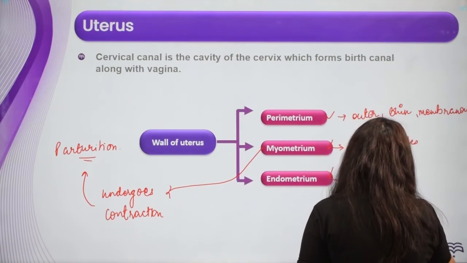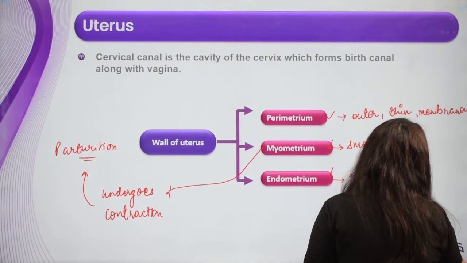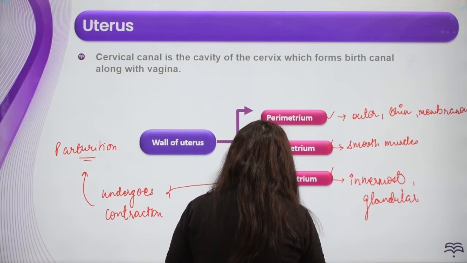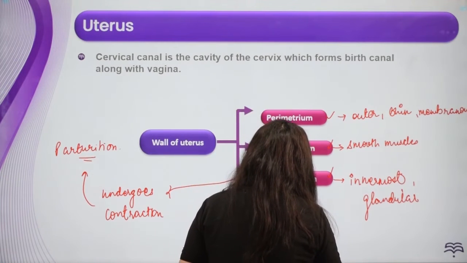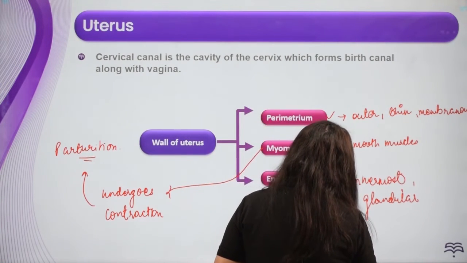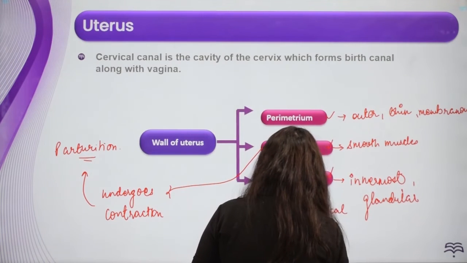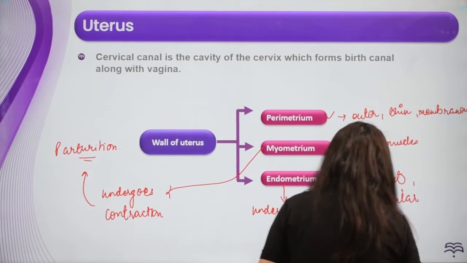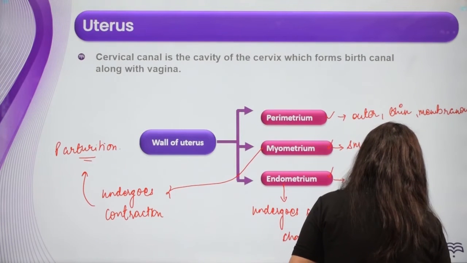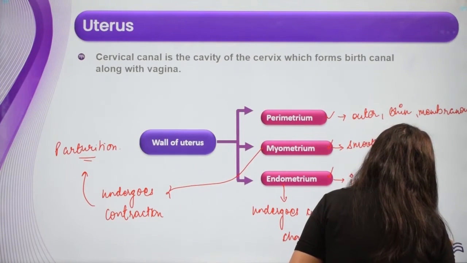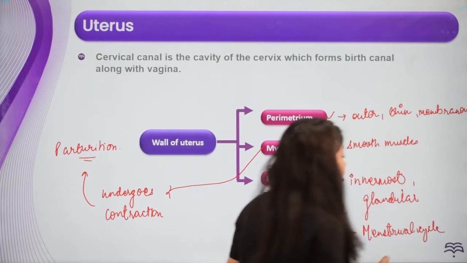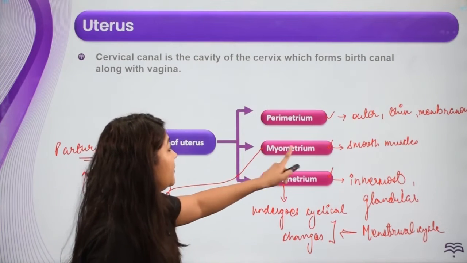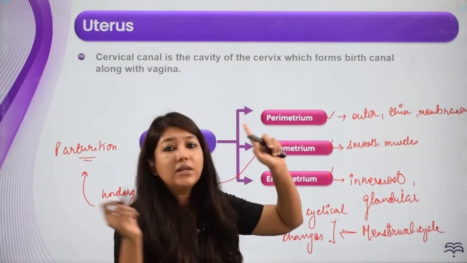It is glandular. Glandular है, यहाँ पे glands मिलेंगे हमें. And this undergoes cyclical changes. Okay, what cyclical changes are we talking about? Menstrual cycle. We'll be talking about all the phases. There we are going to understand in detail what cyclical changes are happening here.